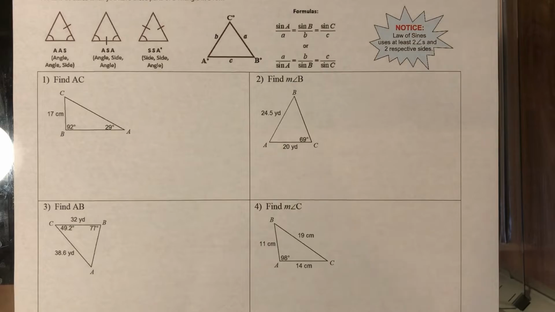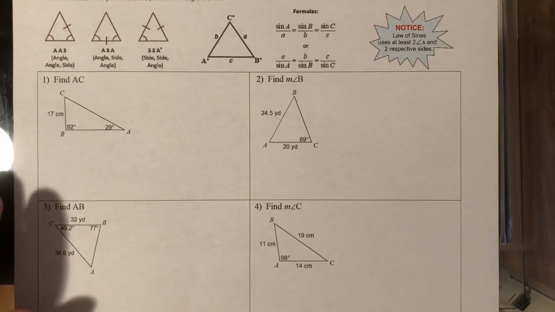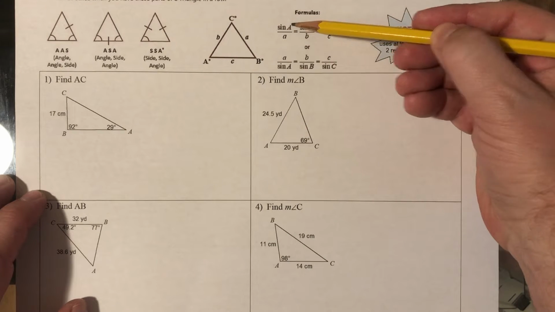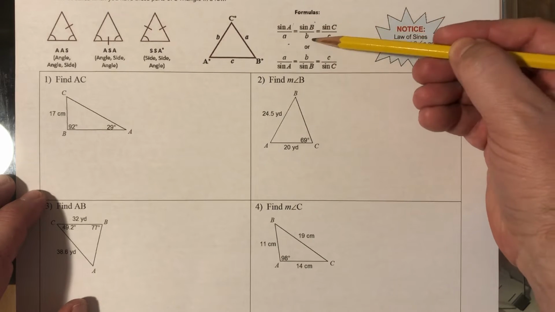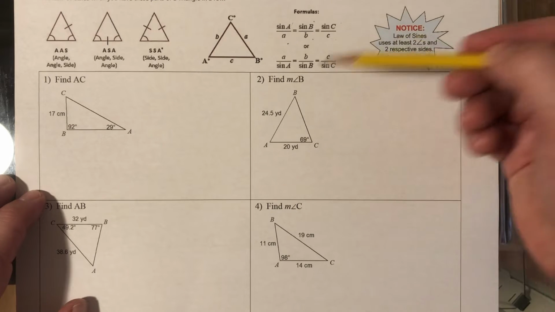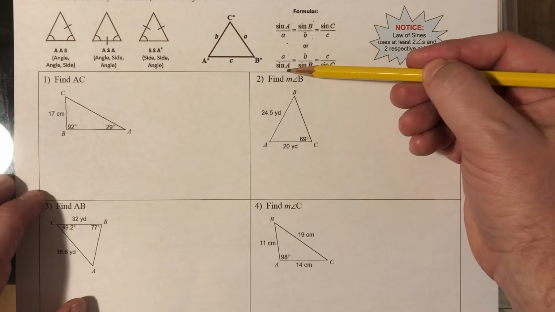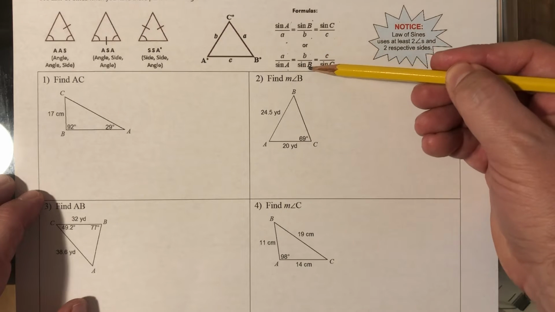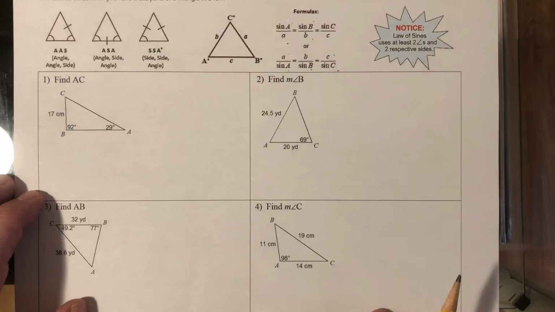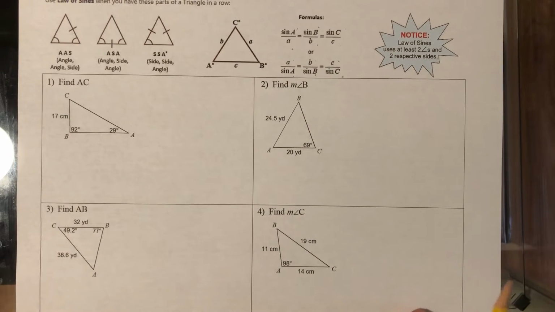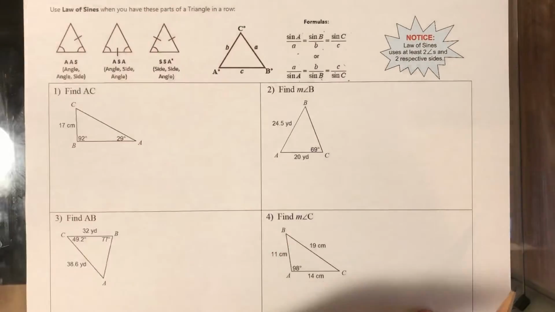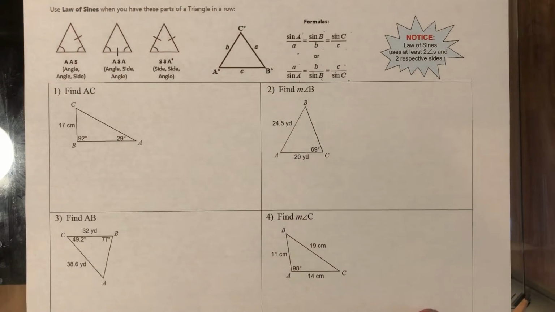And one other thing I wanted to talk to you about, guys, is that you can also write these ratios as reciprocals. Like before I said sine of angle A over side A equals sine of angle B over side B equals sine of angle C over side C. Well, you could also flip all that around and say side A over sine of angle A equals side B over sine of angle B equals side C over sine of angle C. That works as well, okay? All you're doing is just flipping it around. And you really only need a couple of these to cross multiply and to solve for what's missing.